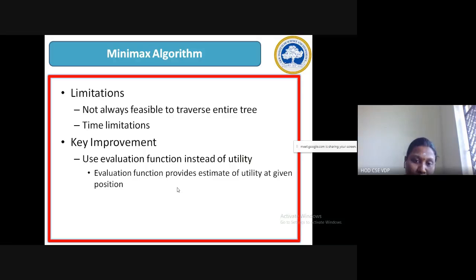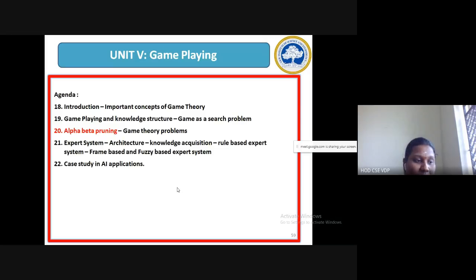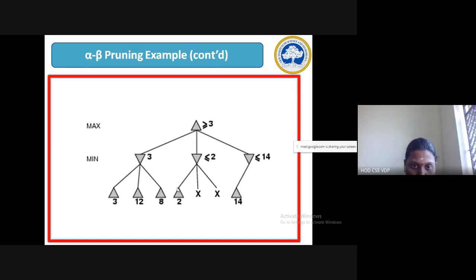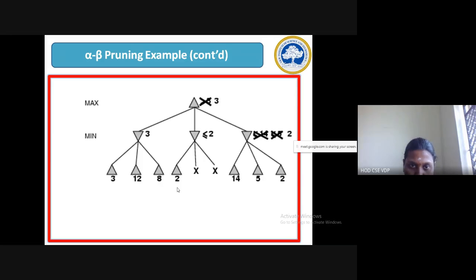Now, before we move on to alpha beta pruning, I just have a few more game theory problems. Okay, we'll come back to alpha beta pruning later. I'll just skip this for now because we have 15 more minutes.